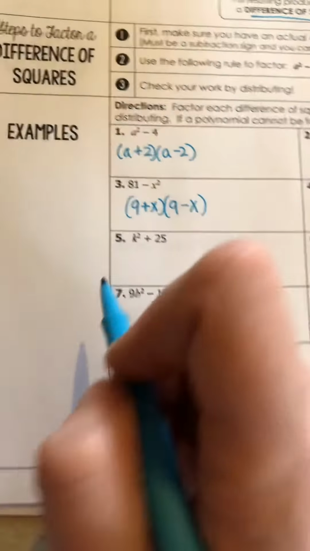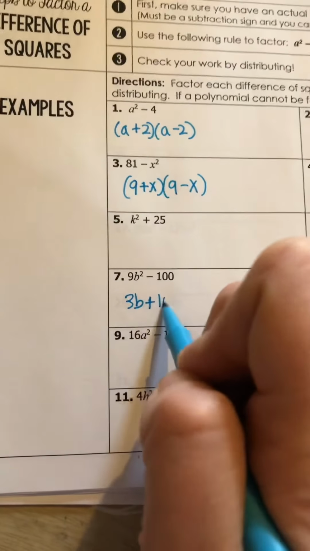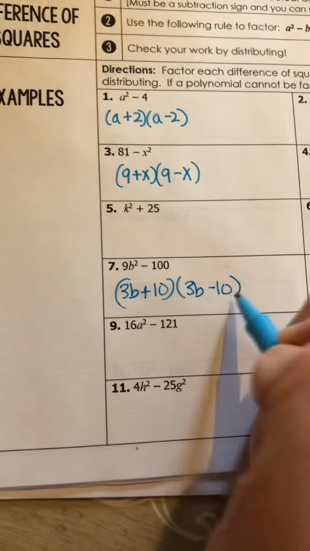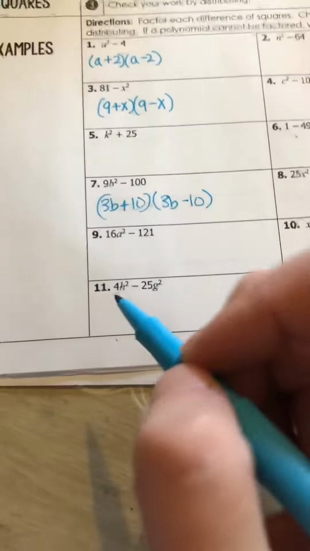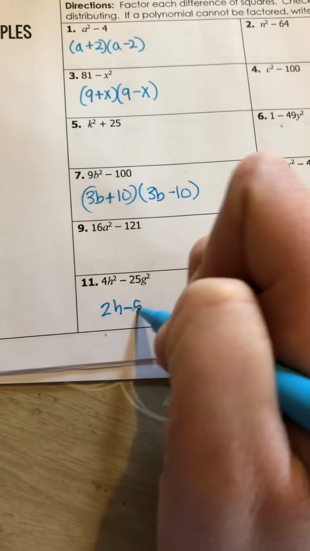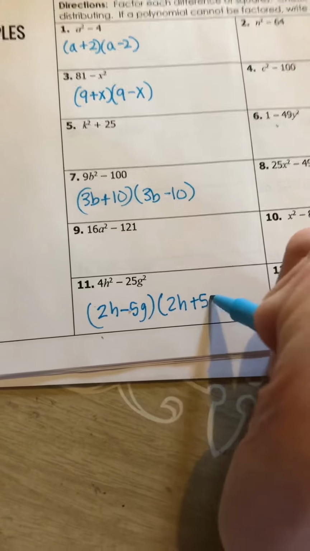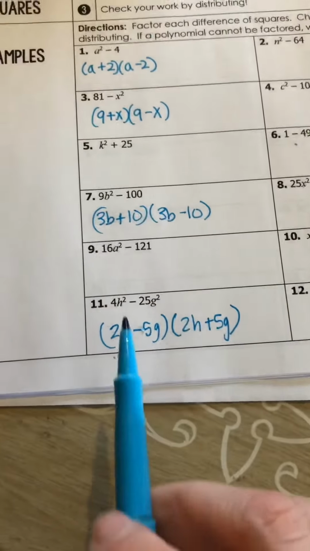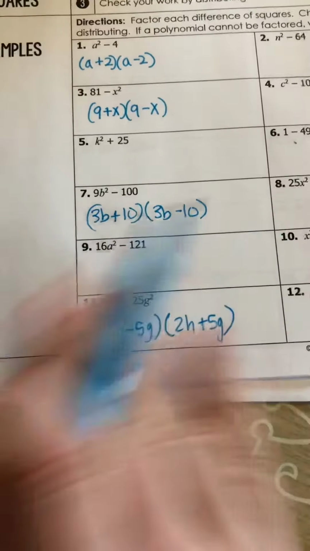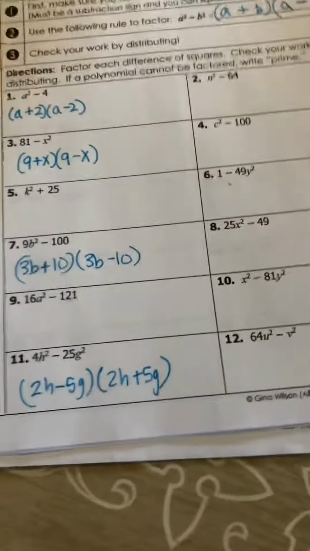Number 7. The square root of 9b squared is 3b. The square root of 100 is 10. 3b plus 10, 3b minus 10. Let's look at 11. Square roots. 2h minus 5g, 2h plus 5g. Notice that the order doesn't matter. You can have your plus and then your minus, or your minus and then your plus, because you're multiplying.